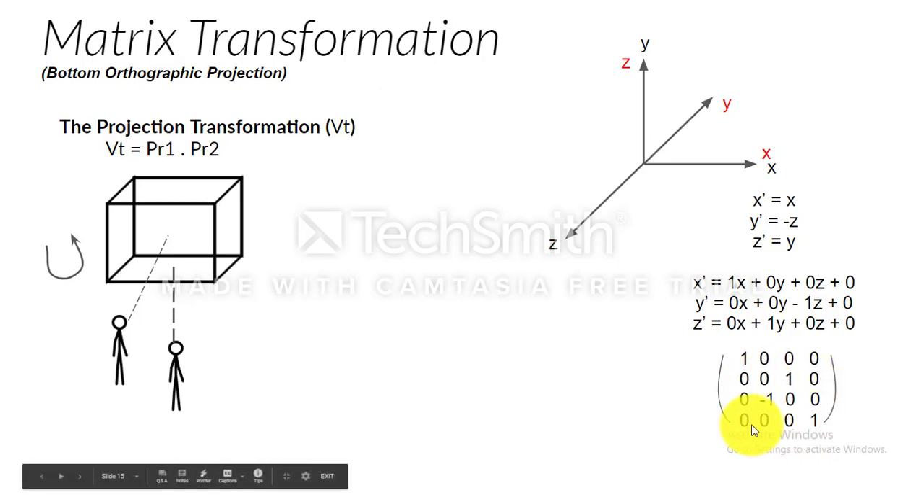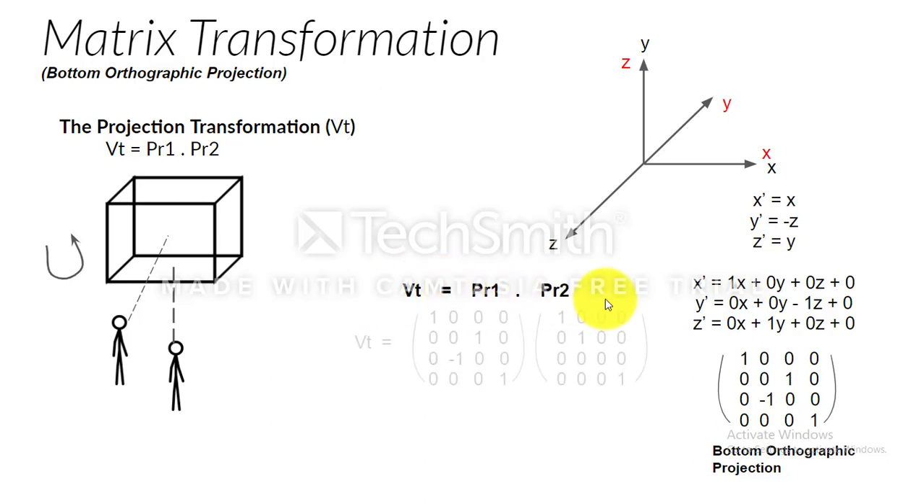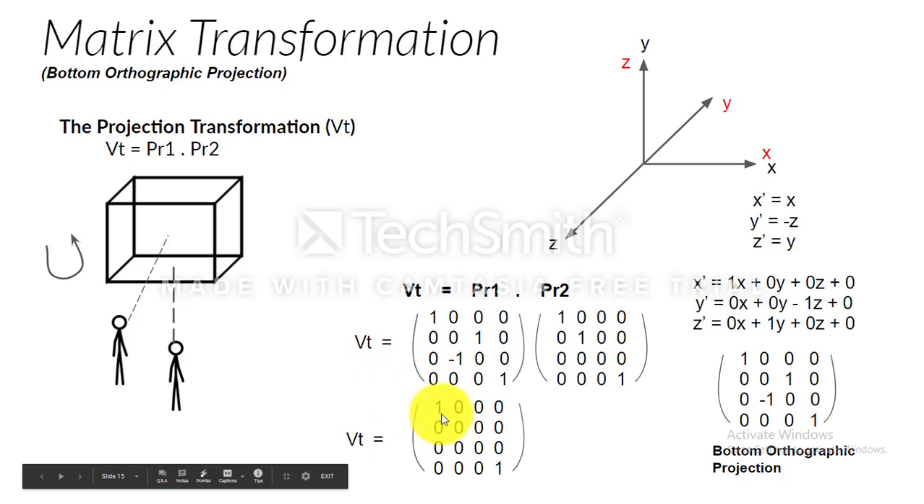And then after that, we already have these equations for x prime, y prime, and z prime, and we also know the matrix for the bottom orthographic projection. After we know the matrix, we calculate the viewing transformation that equals PR1 times PR2. We have this matrix, which will be this one, times the PR2. So the result is most like this: 1, 0, 0, 0, 0, 0, 0, 0, 0, 0, 0, 0, 0, 0, 1. So this is the result for the bottom orthographic projection.